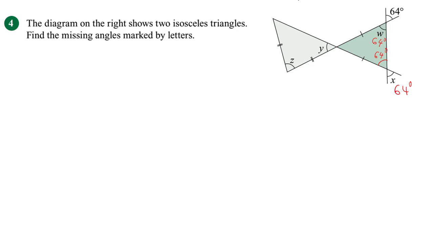Okay. Now that I've got this is 64 and that is 64, I can now find this one here because I've got this triangle here. So I'm going to add these two 64s together, and then I'm going to take away from 180 to give me what this one is. So if you add them, you get 128. But you've got to take away from 180 to get what you're looking for. So that looks like 52 degrees. So this is going to be 52 there. Now, if this one is 52, then Y, which is vertically opposite, is going to be 52 as well, because they're vertically opposite.